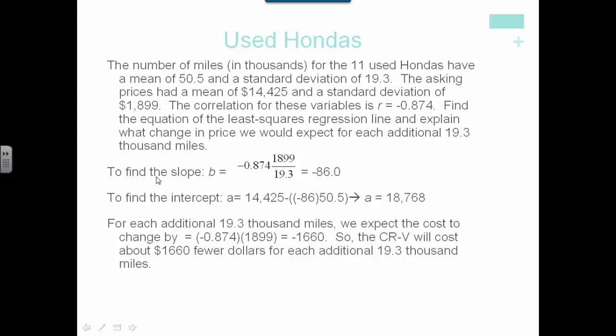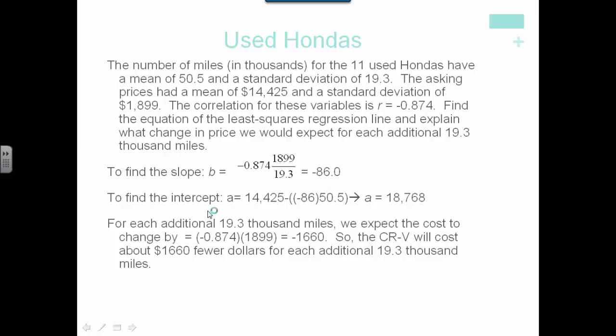So to get our answer, we find the slope b by taking r, negative 0.874, times the 1899, which is the standard deviation of the y, over the 19.3, which was the standard deviation of x. Remember, x was the number of miles in thousands, y was our price. And we get negative 0.86.